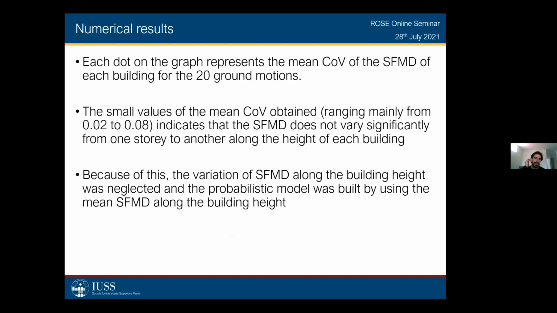And that is what it says in here. Basically, each dot on the graph represents the mean coefficient of variation of the strong fluid motion duration of each building for the 20 ground motions. The values, as I already mentioned, range between 2 and 8%, which means that there's not an important variation of this parameter along the height of the building. So because of this, the variation of the strong fluid motion duration along the building height was neglected, and the probabilistic model was built using only the mean strong fluid motion duration along the building height.